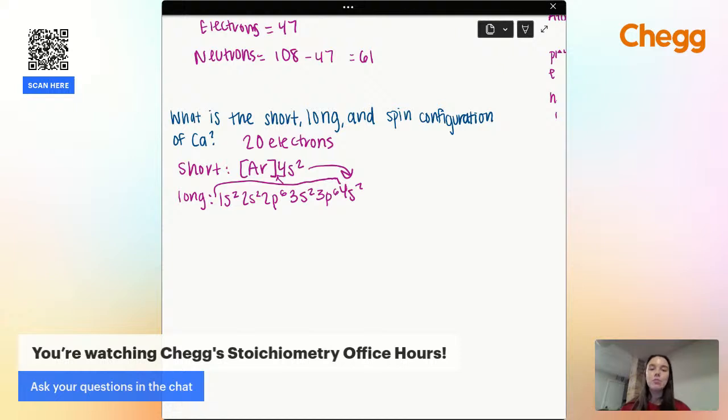And then we have one more part left of this question, and it is, what is the spin configuration of Ca? So what's the spin configuration of calcium? I'm going to give y'all 20 seconds. Tell me everything you know about spin configurations. Tell me the rules, what works, what doesn't, how many up spins there are going to be, how many down spins. Anything you know, you have 20 seconds starting now.